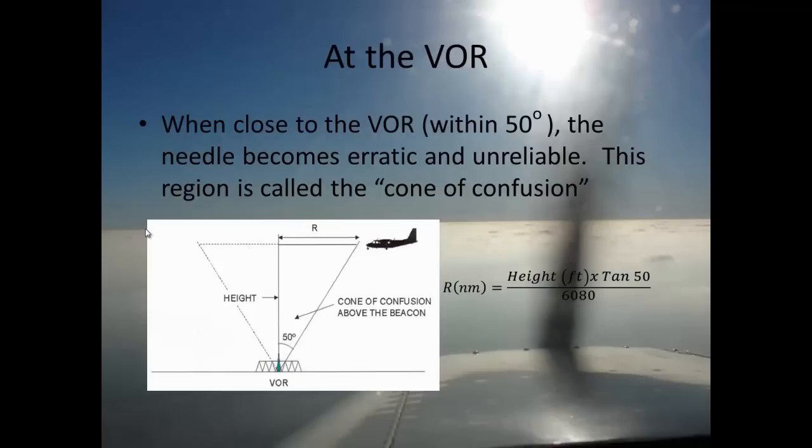On the right hand side I've given you the equation, no idea if you need it, but it's R, which as we see in the diagram is the radius at which this cone of confusion becomes noticeable. In nautical miles it is simply the height in feet multiplied by tan of 50 divided by 6,080. If you want to know where 6,080 comes from, it's just very, very close to the number of feet in a nautical mile. And because R is in nautical miles and height's in feet, we need to maintain the same units. So you divide by the number of feet in a nautical mile.